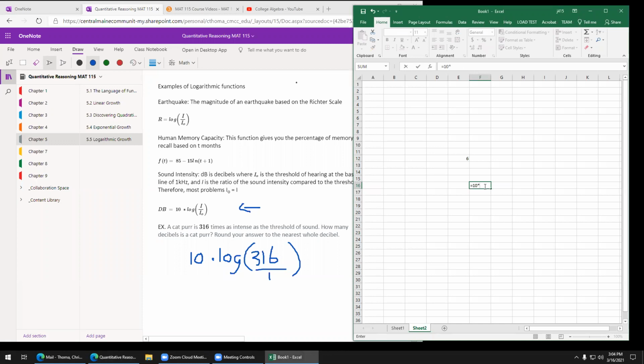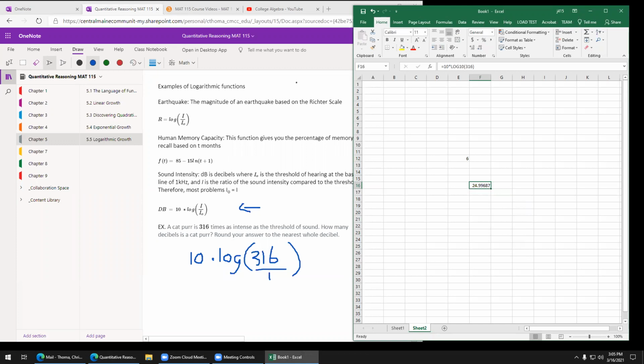So in your calculator, or I'm going to use Excel, I'm just going to do 10 times the log, and it's log base 10. So I'm just going to click on the log 10 one of 316. No, I didn't put my parentheses in. So I get the answer of 24.99.